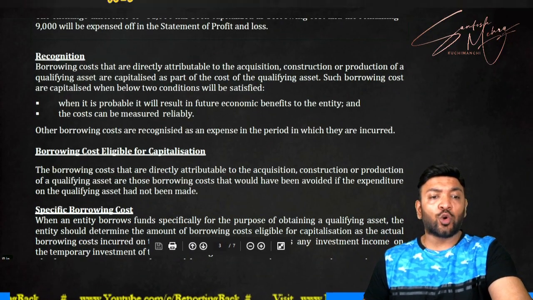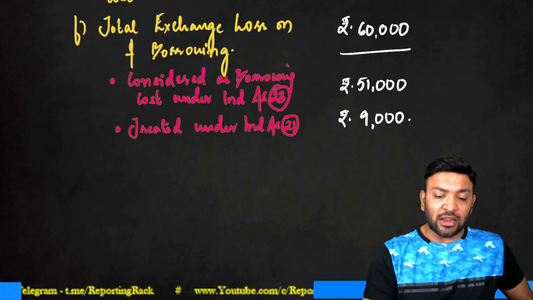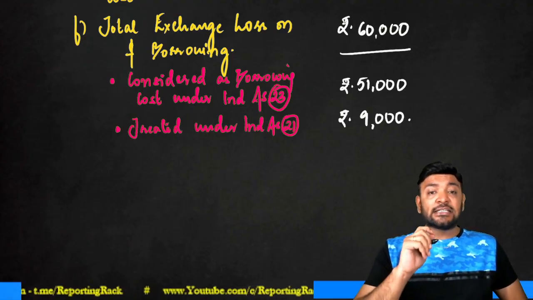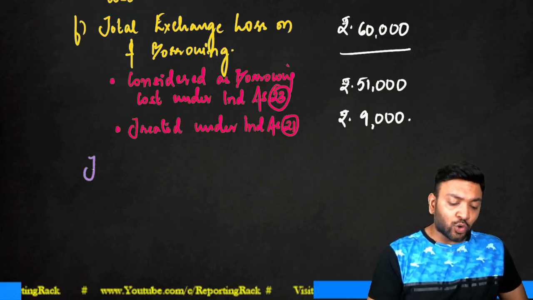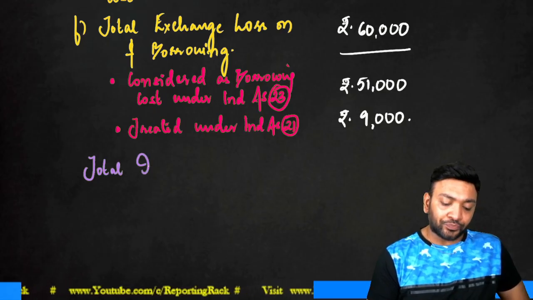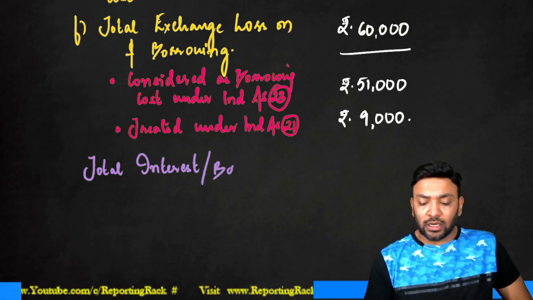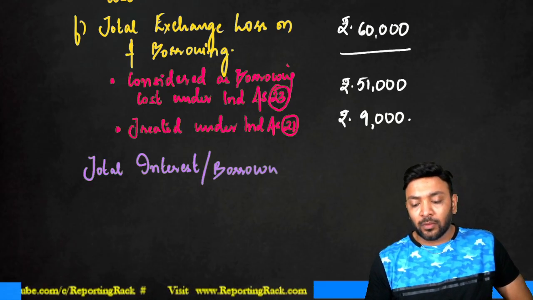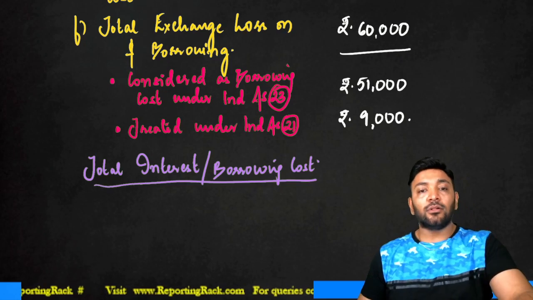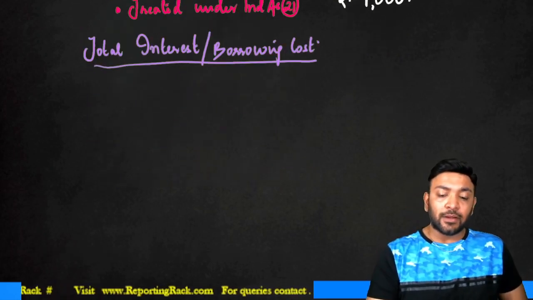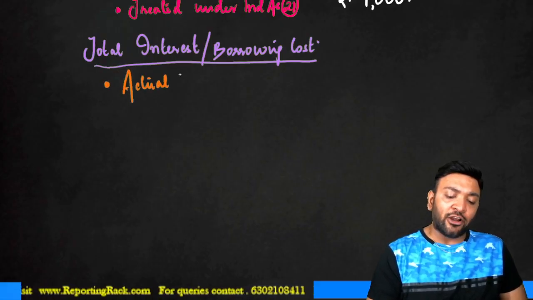If I ask you what is the total interest cost in the previous question, how do you write it? If my question is not just identifying the exchange differences to extent they can be treated as borrowing cost, but if I ask you to calculate what is the total interest cost, total interest or borrowing cost, then it should have two elements. The total interest cost is part A, actual interest paid on dollar borrowing.